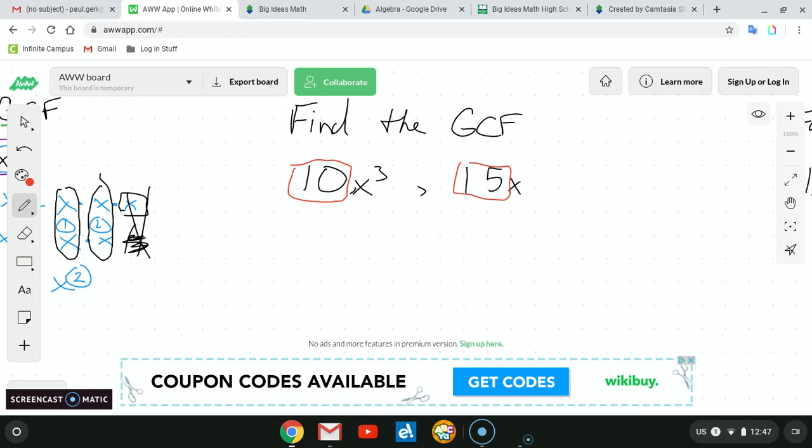Okay, GCF of 10 and 15. All right, I can do 10. I can divide 10 by 5. I can divide 10 by 2. I can divide 10 by 1. Actually, you know what I'm forgetting? I'm actually forgetting the numbers themselves. I could also do 10 divided by 10.